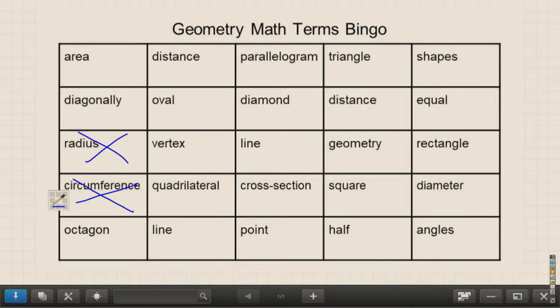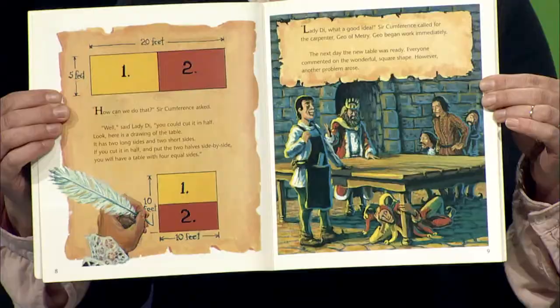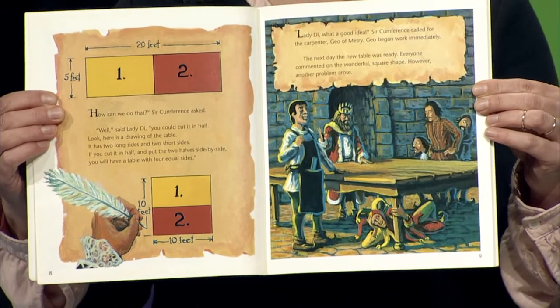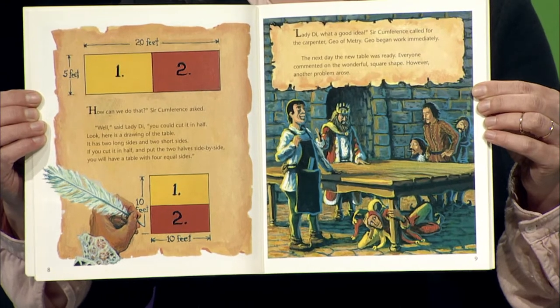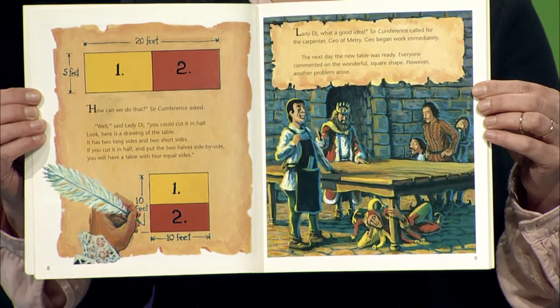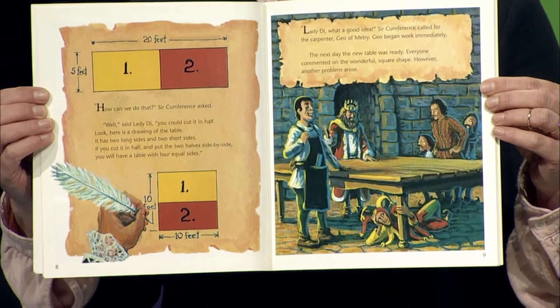"How can we do that?" Circumference asked. "Well," said Lady Di, "you could cut it in half. Look, here is a drawing of the table. It has two long sides and two short sides. If you cut it in half and put the two halves side by side, you will have a table with four equal sides."